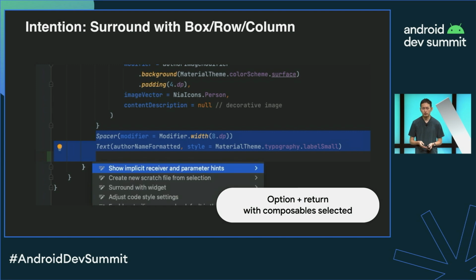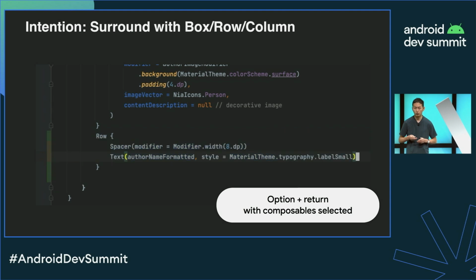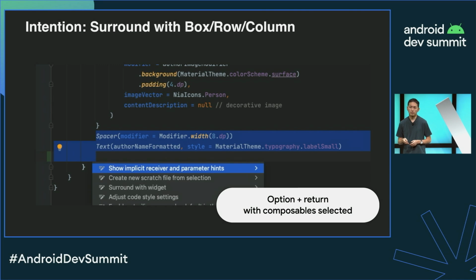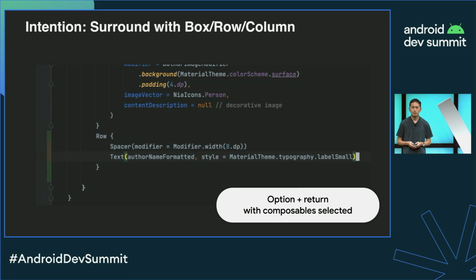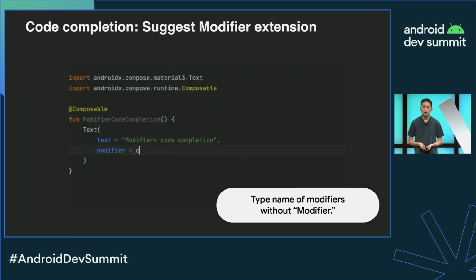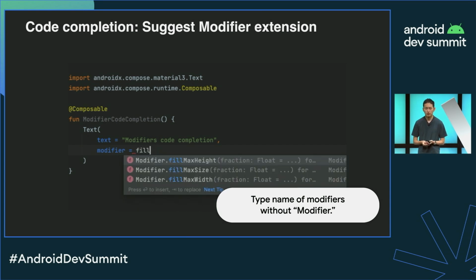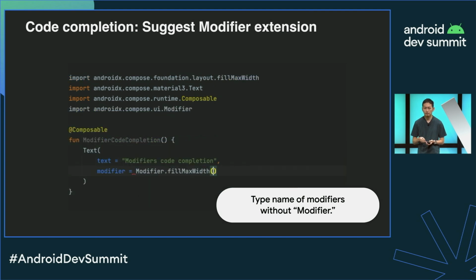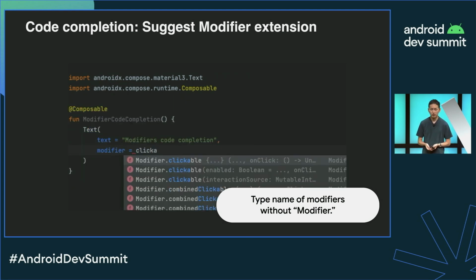Another useful intention is to surround composables with a container. That means any of the box, row, or column. This allows you to avoid adjusting the matching parentheses at the end of the container. When creating a modifier parameter, you don't have to start by typing modifier first; you can start typing the name of the modifier. Using this auto completion will also add any imports that are needed.